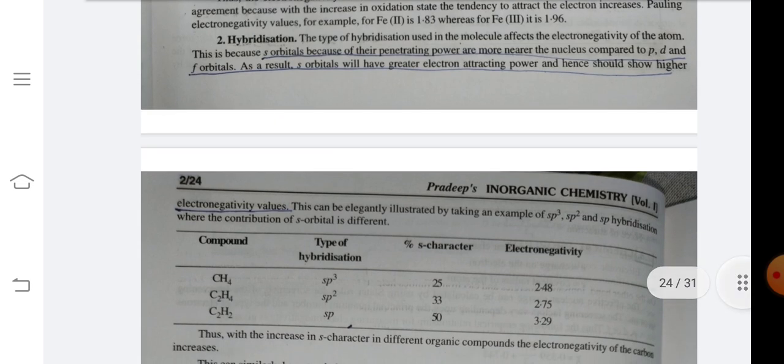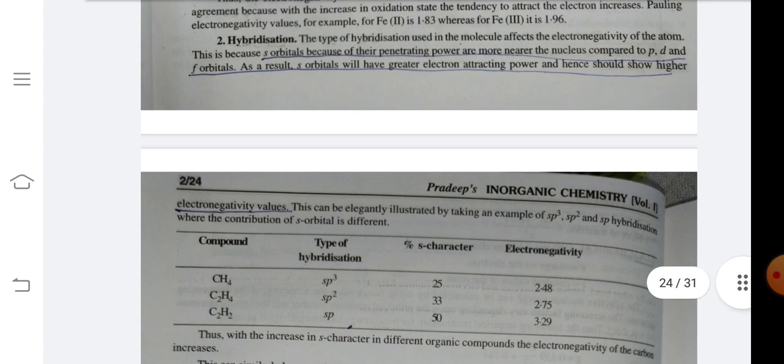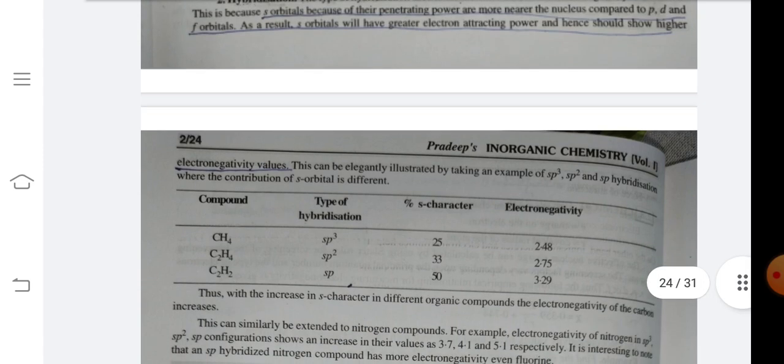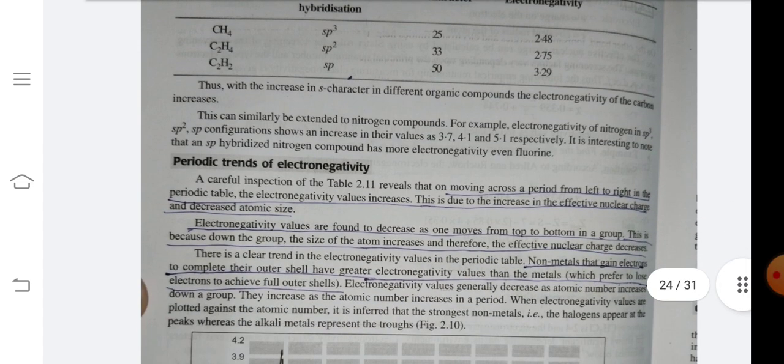Number 2, hybridization. The type of hybridization used in the molecules affects the electronegativity of an atom. This is because s orbitals, because of their penetrating power, are nearer the nucleus compared to p, d and f orbitals. As a result, s orbitals will have greater electron attracting power and hence should show higher electronegativity values. This can be elegantly illustrated by taking an example of sp3, sp2 and sp hybridization where the contribution of s orbitals is different. Thus, with the increase in s character in different organic compounds, the electronegativity of the carbon increases.